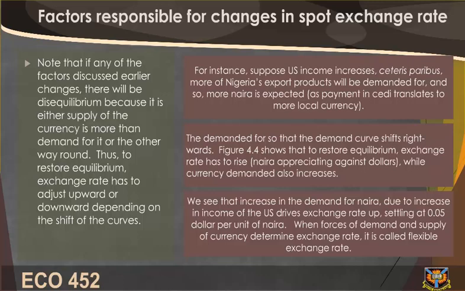Figure 4.4 shows that to restore equilibrium, the exchange rate has to rise, naira appreciating against the dollar, while the currency demanded also increases. We see that the increase in the demand for naira due to the increase in income of the US drives the exchange rate up, settling at $0.05 per unit of naira. When forces of demand and supply of currency determine the exchange rate, it is called a flexible exchange rate.